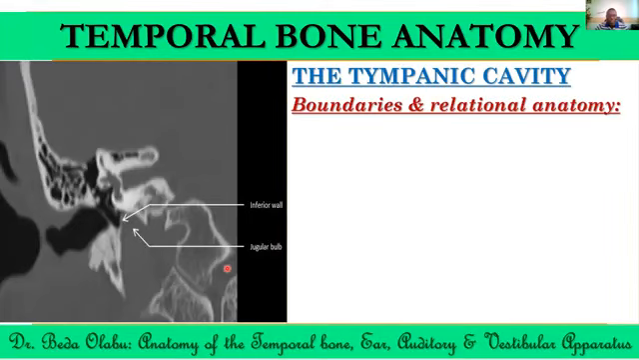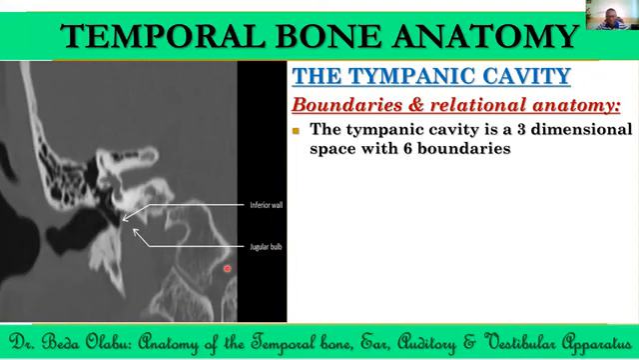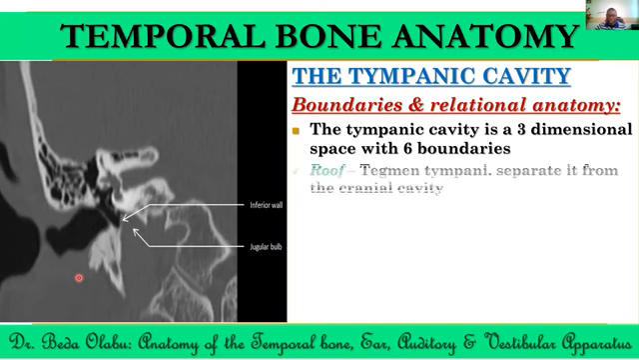Having said so, we can now talk about boundaries and relational anatomy of the middle ear. We can view the middle ear as a 3D structure. It's a 3-dimensional structure. So it will have a roof, it will have a floor, and it will have 4 walls: anterior wall, posterior wall, medial wall, and lateral wall. Let's begin with the roof. The roof, which is the upper part, is this thin bone, which we call tegmen tympani. That very thin bone, tegmen tympani.